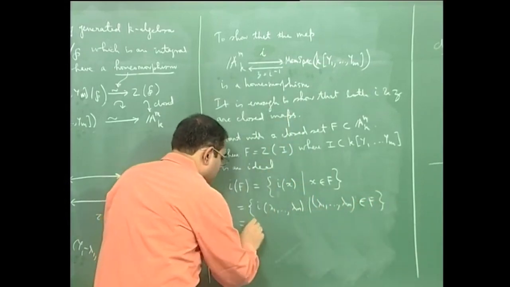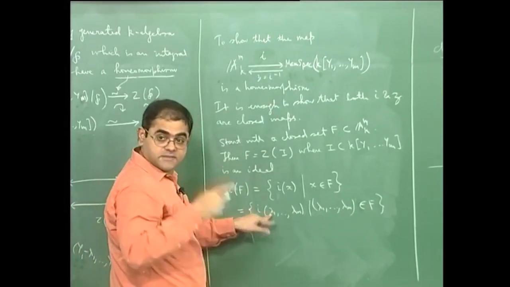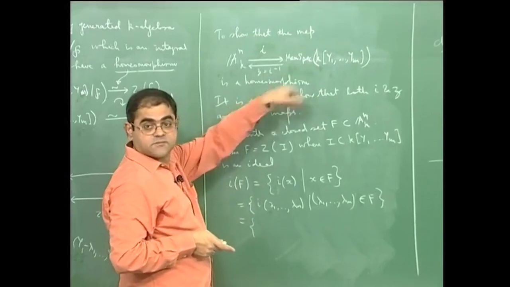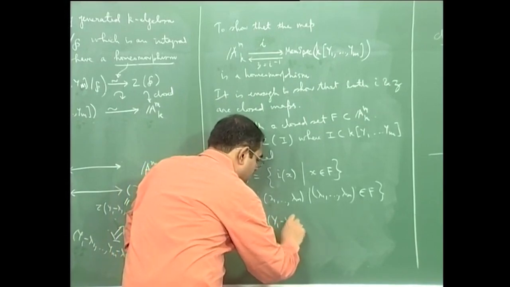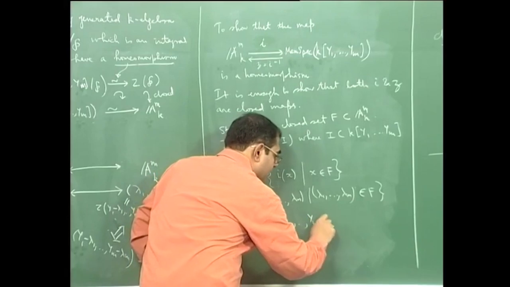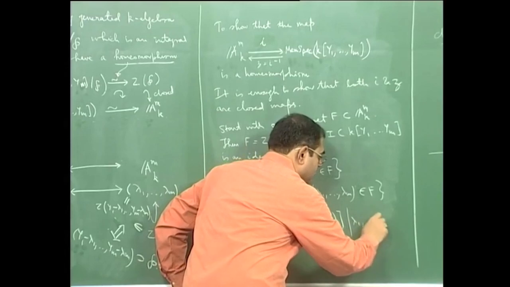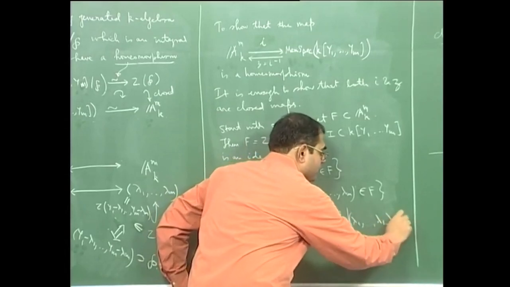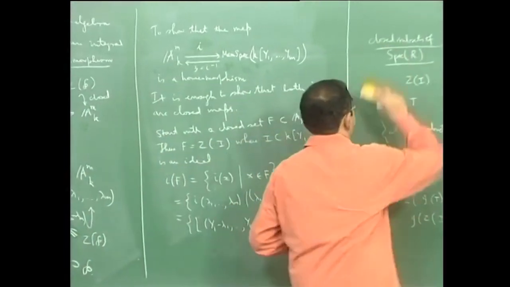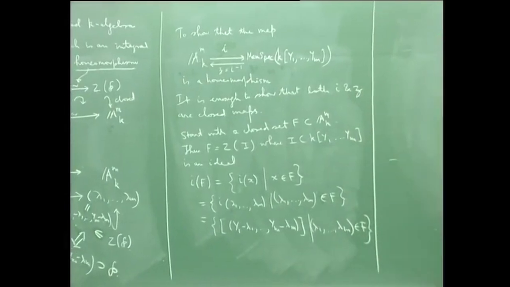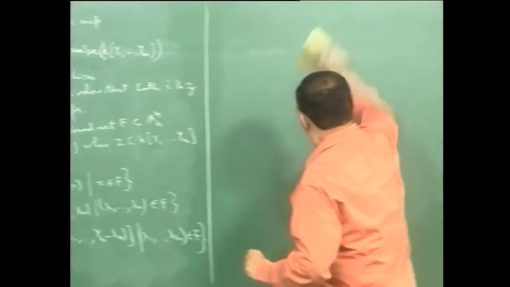So this will be, but I of this is supposed to be the maximal ideal corresponding to this point, considered as a point of the maximal spectrum, a subset of the prime spectrum. So what I will get is the maximal ideal (y1 minus lambda 1, and so on, ym minus lambda m), such that lambda 1 through lambda m belong to F. This is what I will get, okay. But what is F? F is, by definition, Z of I. We will have to use that, and we will probably apply the Nullstellensatz.